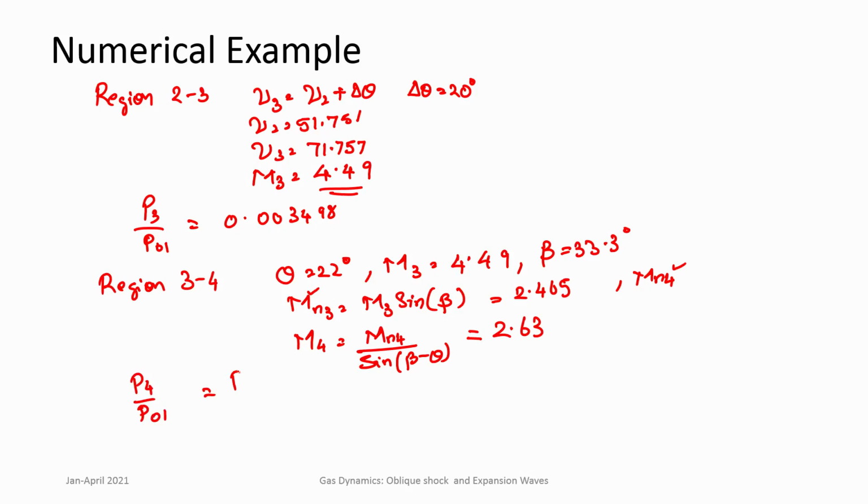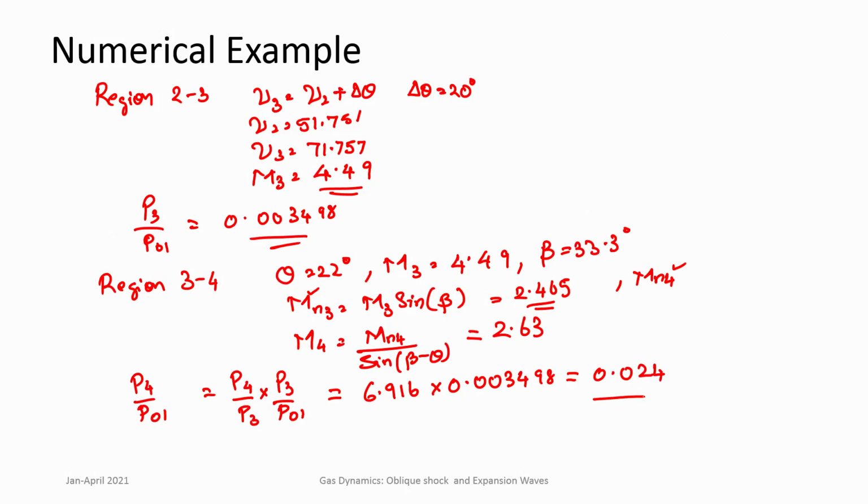This can be P4 by P3 multiplied by P3 by P01. P4 by P3 is the pressure ratio across the shock, which you know here. Mn3 you know. From this you can find out what should be the pressure ratio across the shock: 6.916 multiplied by P3 by P01, 0.003498, and this turns out to be 0.024. Okay, so bear in mind 0.024.